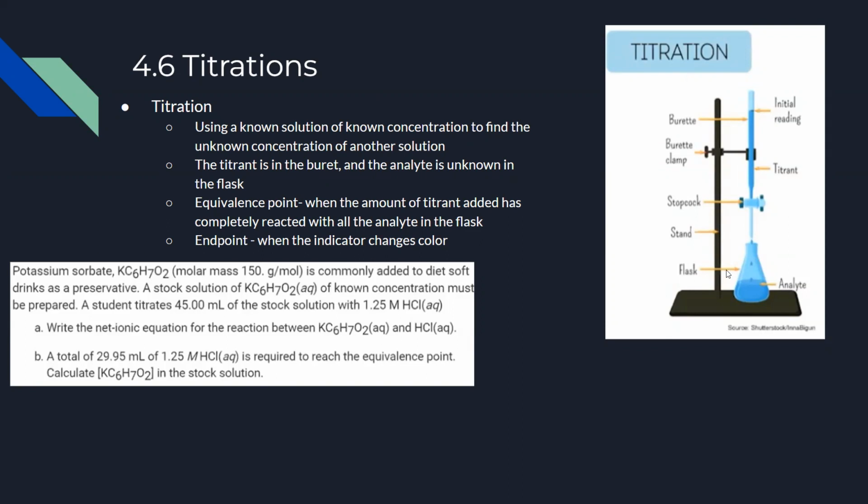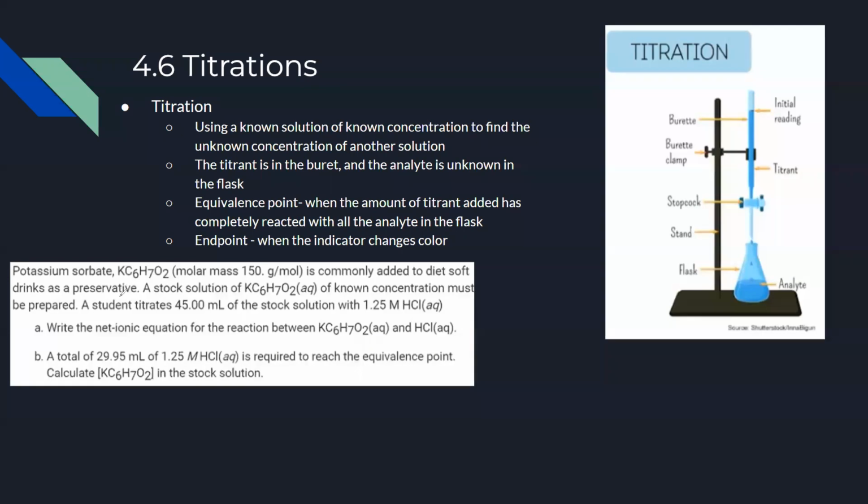The equivalence point is when the amount of titrant has completely reacted with all the analyte, so the concentrations are equal. And the endpoint is when the indicator, which is used to determine the equivalence point, has changed color. So these two are different from each other. You could also graph instead of using an endpoint. So let's try this problem out over here.